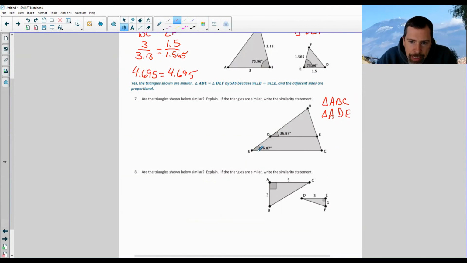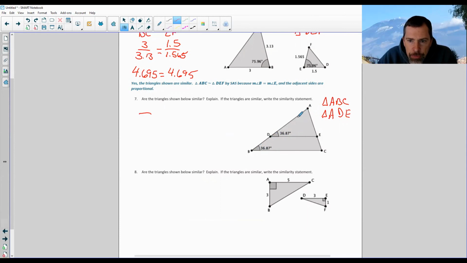So we could either look at it as being scaled down from the big one to the little or scaled up from the little one to the big one. I like going alphabetical order. I would say ABC was our pre-image and triangle ADE is our image. So this was scaled down. So I put the pre-image in the denominator.